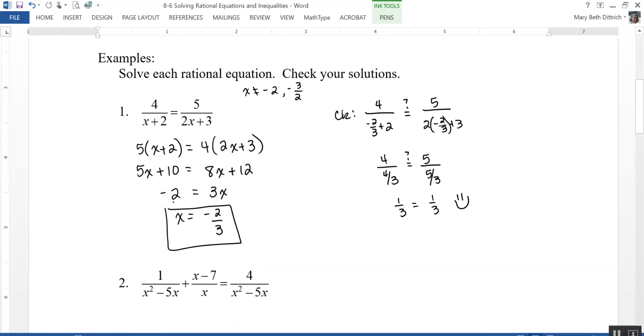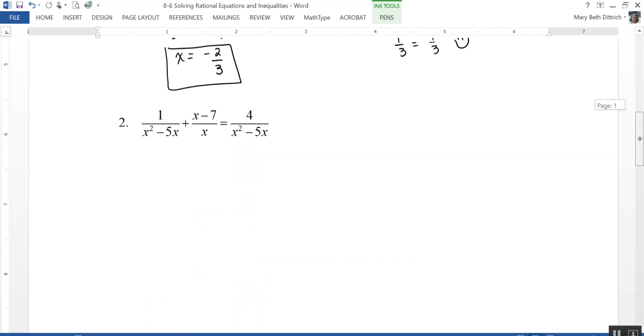Anytime you're checking, remember you're plugging it back into the original equation, and you're liable to get some really kind of gnarly looking things, but go ahead and use your calculator to help figure it out.